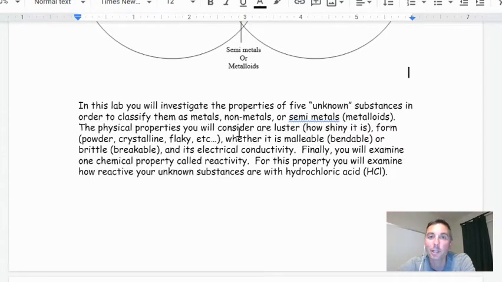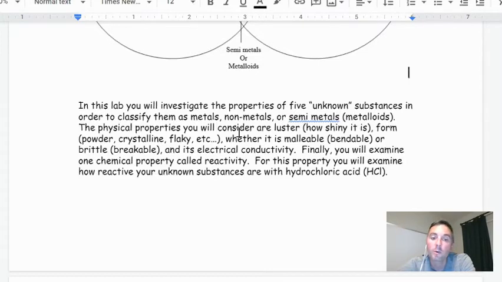Oh, okay. So if it's lustrous, it's extremely shiny. We'll also look at its form, if it's powder, crystalline, flaky, or something in between, and whether it's malleable or bendable. So we're going to smack it with a hammer and see what happens. Or brittle, smack with the hammer and it doesn't go well. And then also its electrical conductivity.